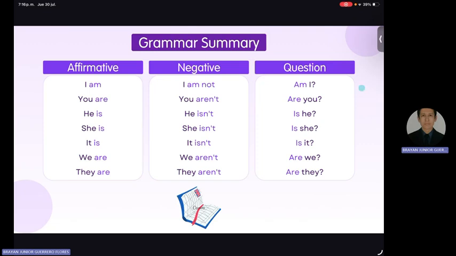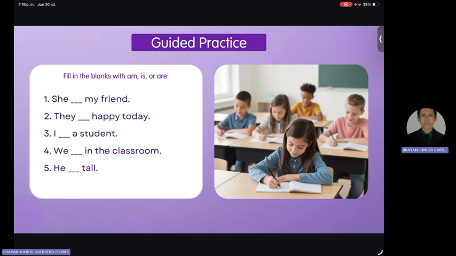Very good, excellent. Now we're going to practice. I need volunteers. Okay, very good. You have to fill in the blanks with am, is, or are. For example, number one: she, my friend. What is the verb to be for she? Do you remember? Yes, excellent. She is my friend. Number two: they, happy today. They are happy today. Very good, excellent.